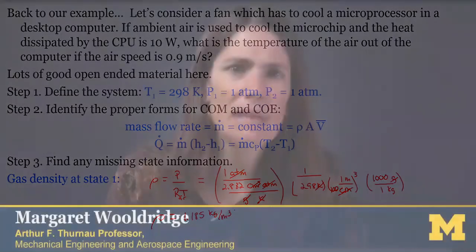Now, there are lookup tables for density of air that you can find at atmospheric pressure in particular on the internet. You could just Google what's the density of air at 298, and you're going to get a number. You can do that for a pretty large range of temperatures.